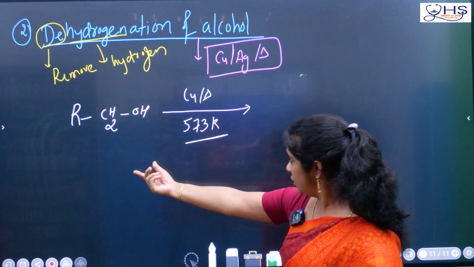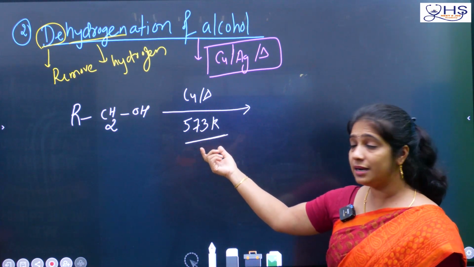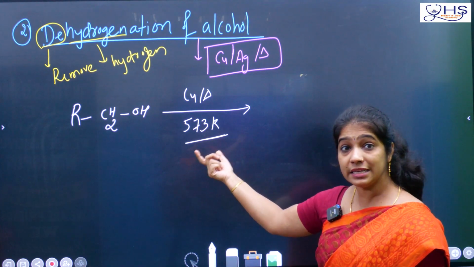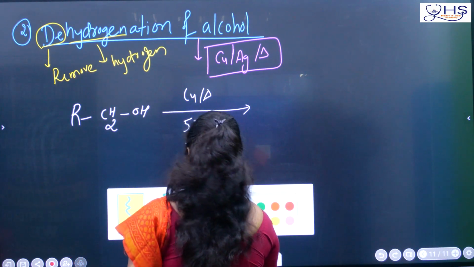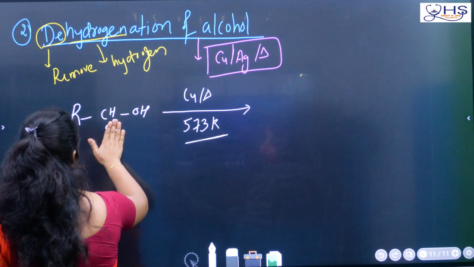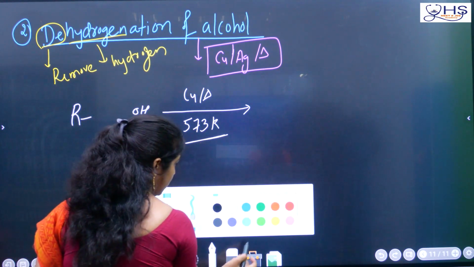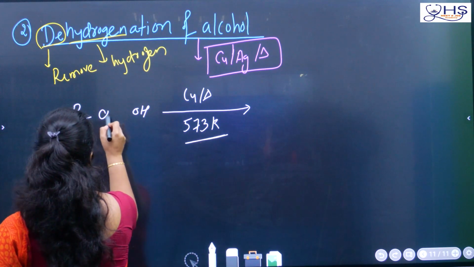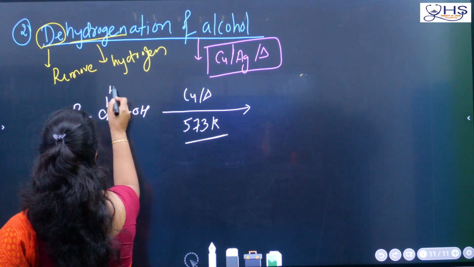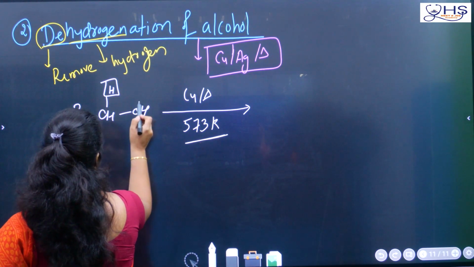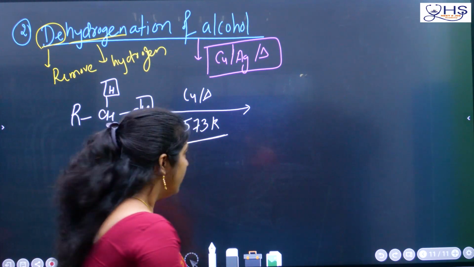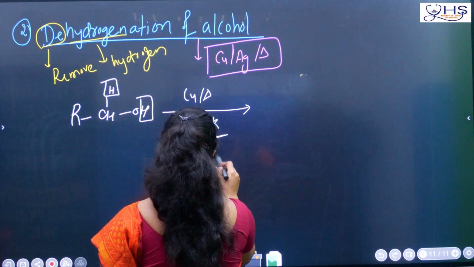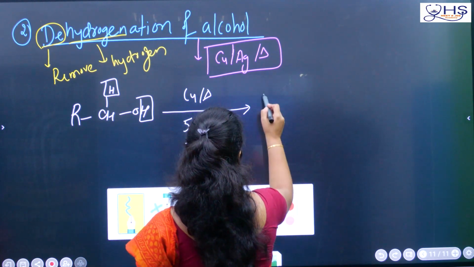So when we are heating primary alcohol with copper at a very high temperature of 573 Kelvin, dehydrogenation will occur. Dehydrogenation means I am going to remove the hydrogen. From where? Same manner. One hydrogen from carbon, one hydrogen from the oxygen, removed in the form of H2. Then you write the product. What is the product over here? Aldehyde.